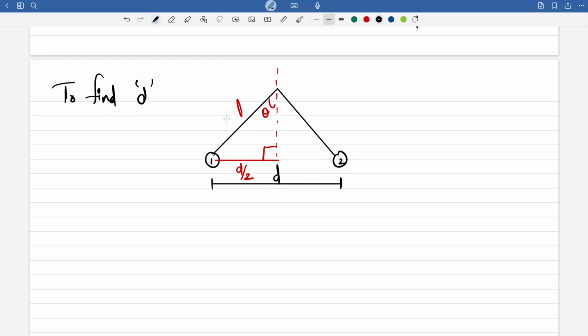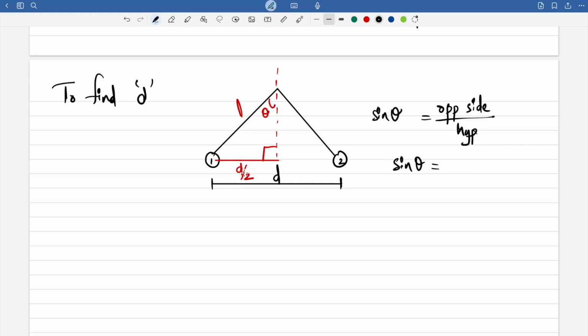So from the picture, D by 2 is the opposite side, and L is the hypotenuse. So what is opposite side over hypotenuse? Which trigonometric function is opposite side by hypotenuse? It's sine theta, right? So sine theta equals opposite side by hypotenuse.